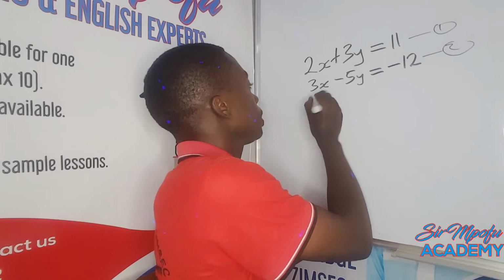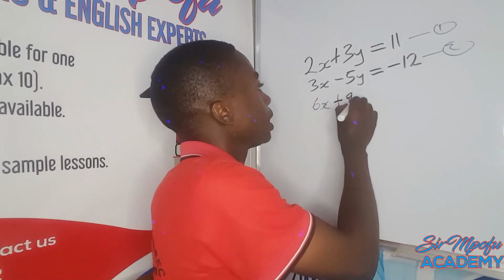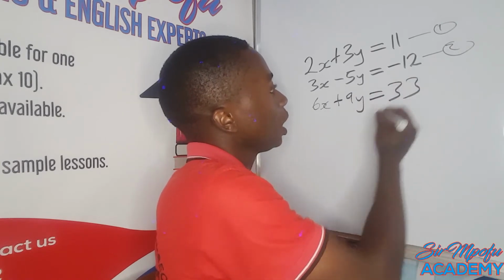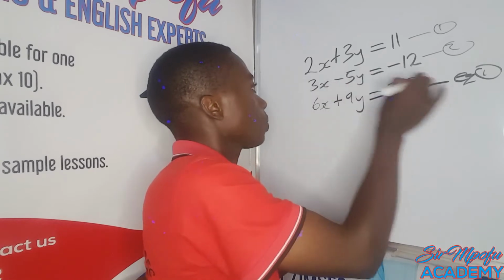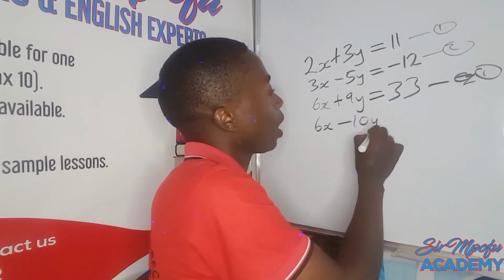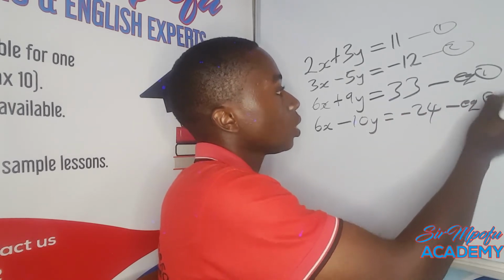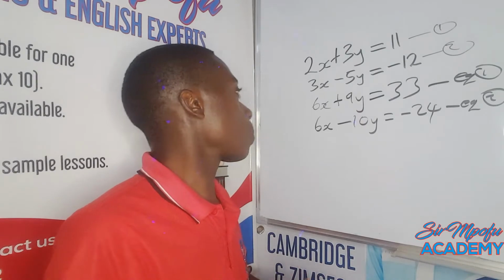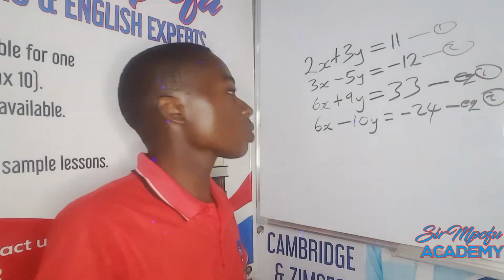If multiplied by 3, it will be 6x plus 9y is equals to 33. It will be still equation 1. And then this one, we multiply equation 2 by 2, it will be now 6x minus 10y is equals to minus 24. This will be equation 2 as well. It will continue being equation 2. But others, they will now say equation 3, equation 4. Anyway, it's one and the same thing.